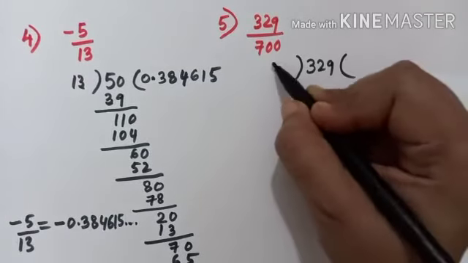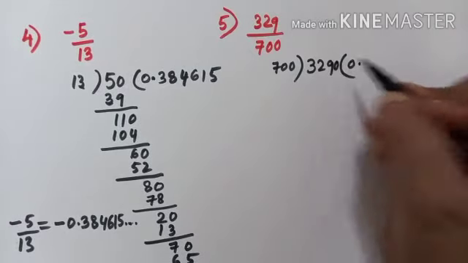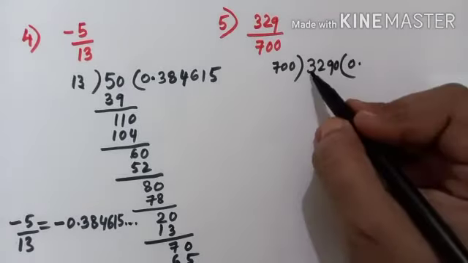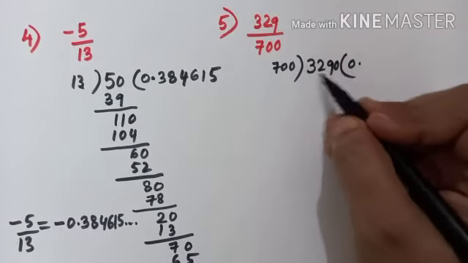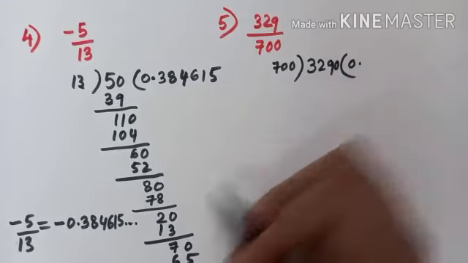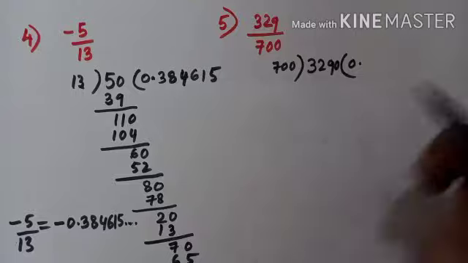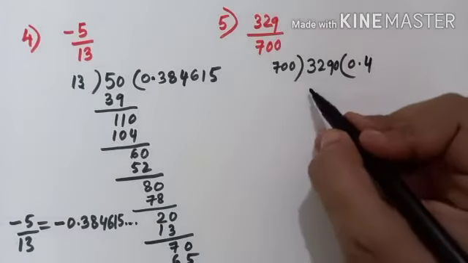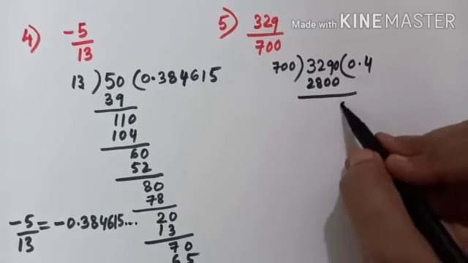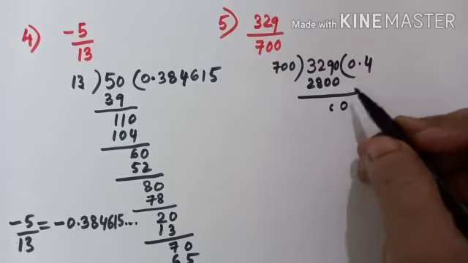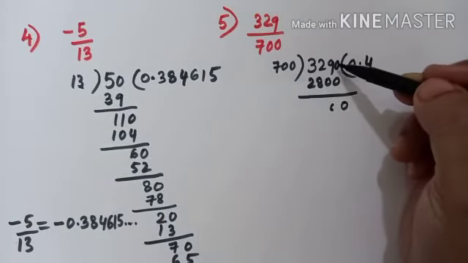329 by 700. Okay, so here 0 point, again one more 0 we have to add. So 3290 you got. Now in the 700 table, you have to check the nearest number to this, or exactly this number. Okay, so 7 4s are 28, right? So 700 4s we can take, that is 2800. Okay, so here 0, here you see 3290.